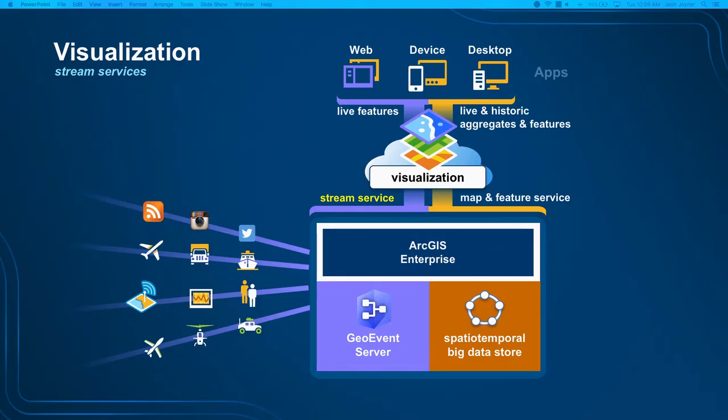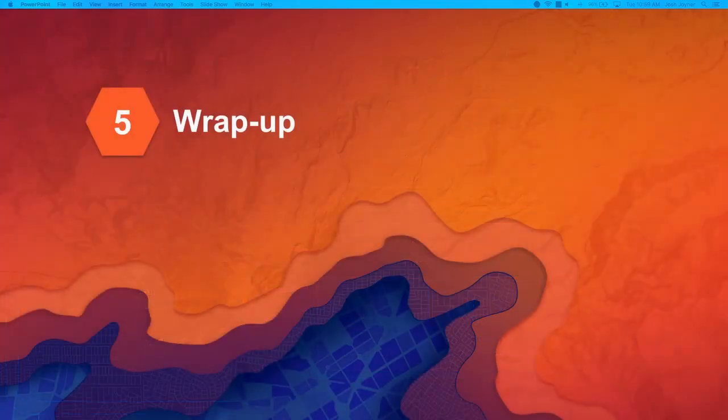When you see this in place, and I think Sagar showed an example of this earlier on, summarizing how this visualization works, you're able to take all those different data feeds coming in through the GeoEvent Server. You can store those out through your spatiotemporal big data store, which provides some additional map and feature service capabilities. All of this, of course, falls within the ArcGIS Enterprise, which can be visualized through all of your mobile clients.